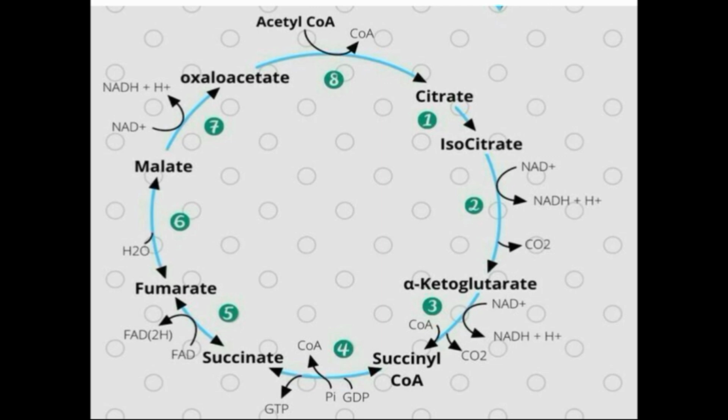In step 4, GDP is converted to GTP by the release of 1 pyrophosphate, and that phosphate group goes to CoA. Succinate is converted to fumarate in the presence of FAD, which is converted to FADH2. In the next step, where fumarate is converted to malate, water is used. Then malate is converted to oxaloacetate, where NAD positive is converted to NADH plus H positive, and then oxaloacetate is formed.